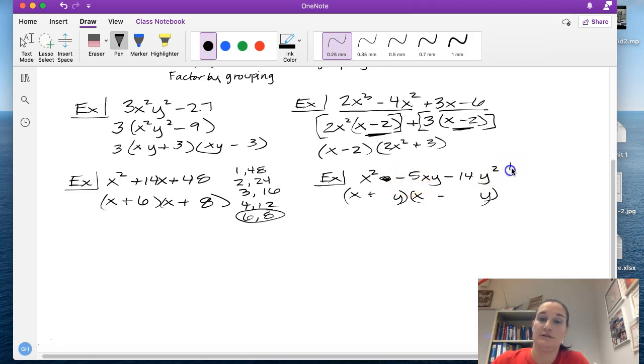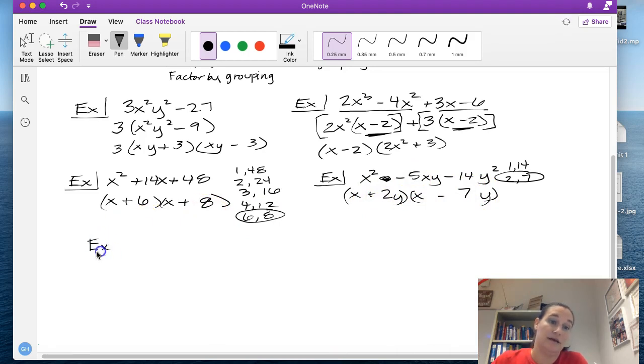All right, our choices are 1 and 14 and 2 and 7. If we wanted to add to a negative 5, it's going to be negative 7 plus 2. So we're going to put the 7 with the negative and the 2 with the positive. All right, because we need it to add to negative 5. You can always double check by foiling it out or multiplying it out.